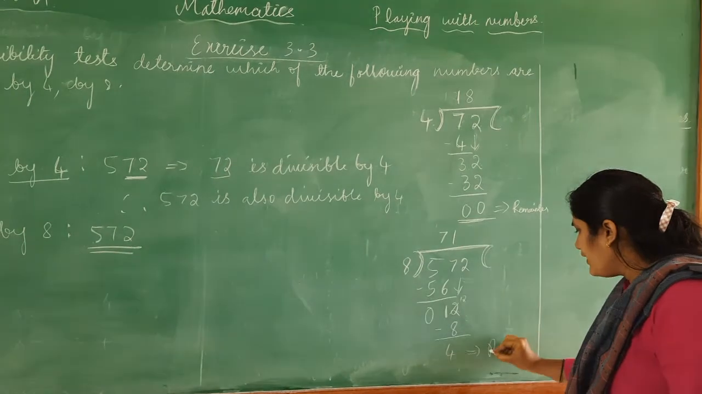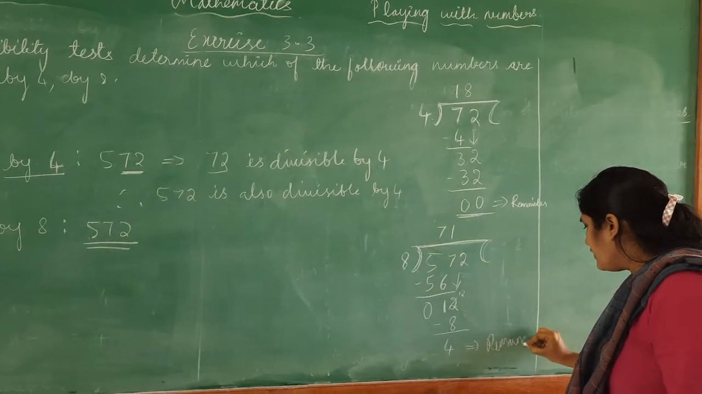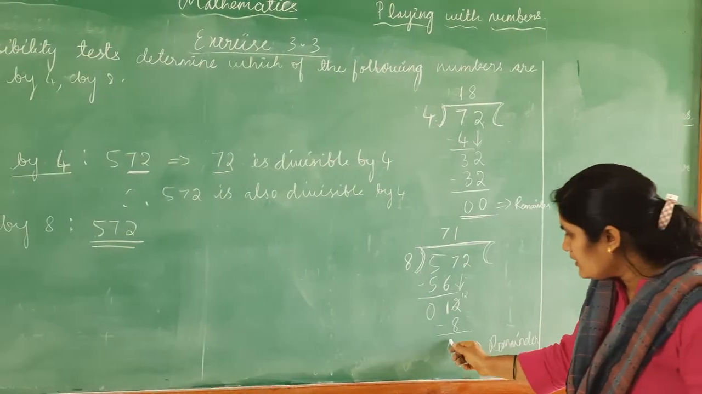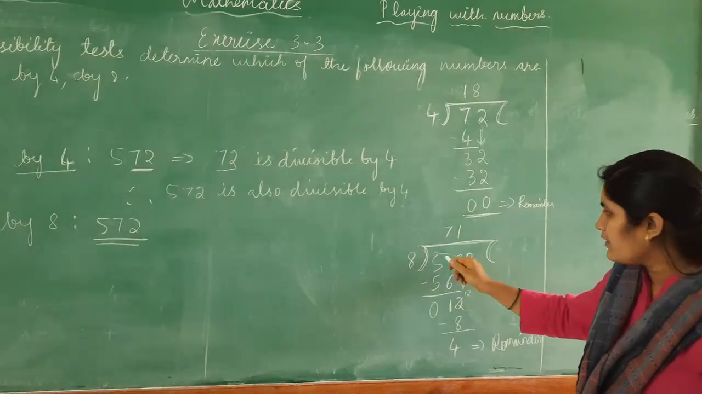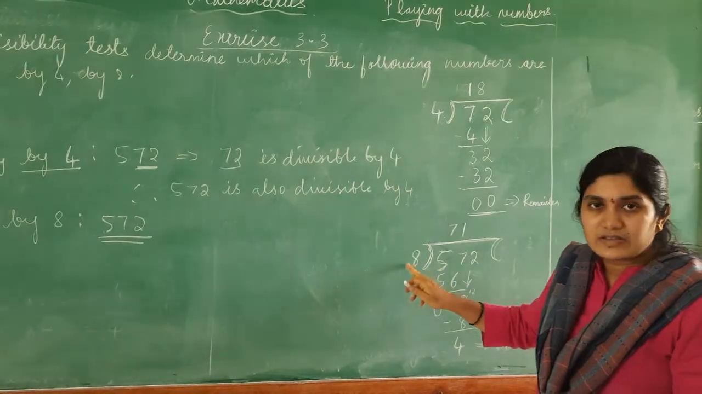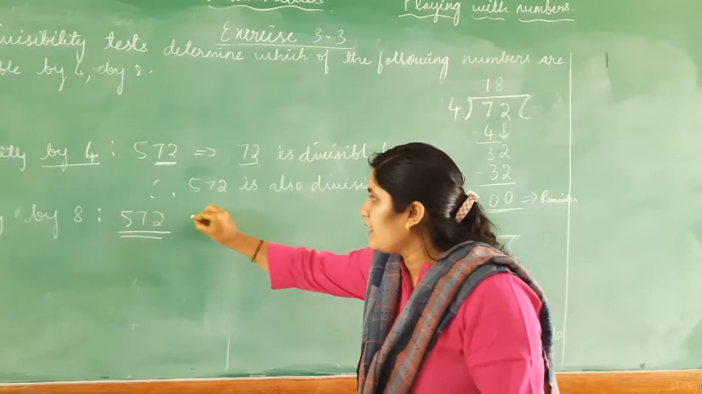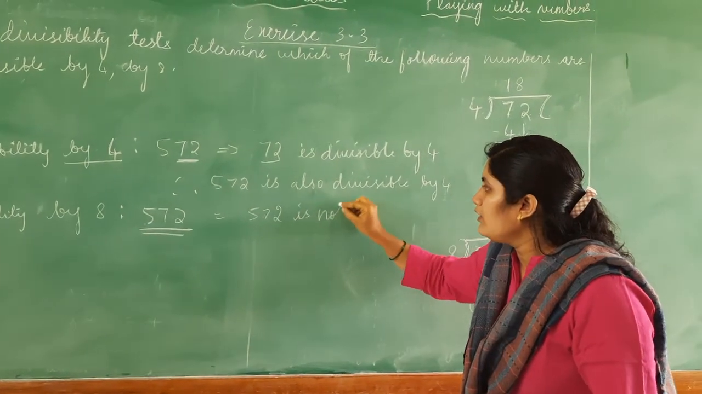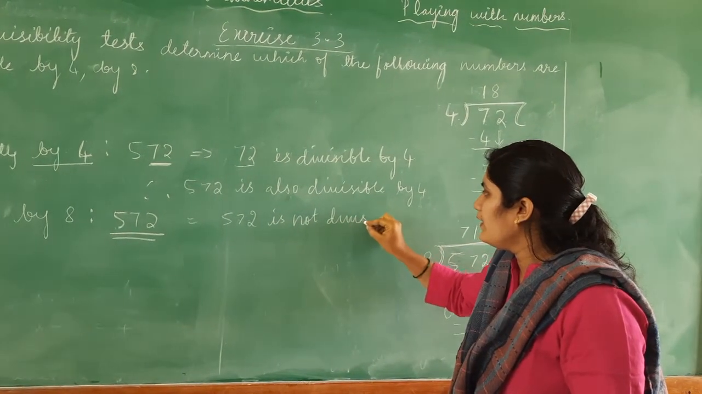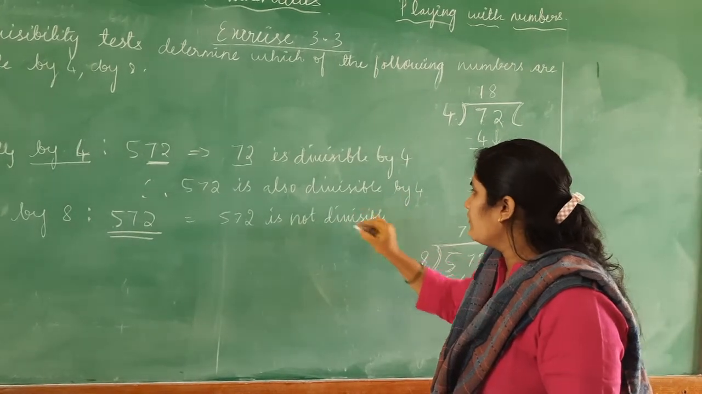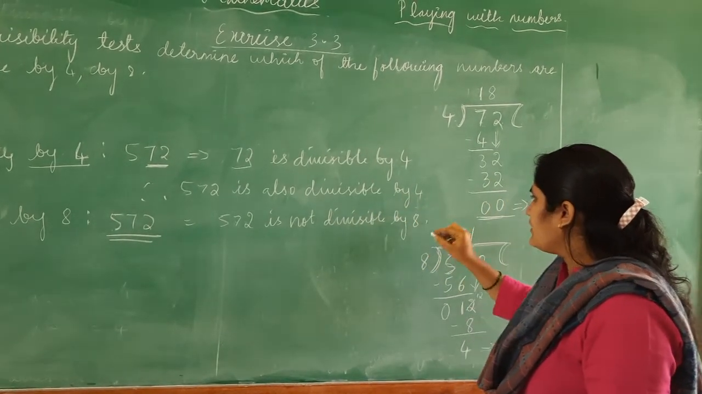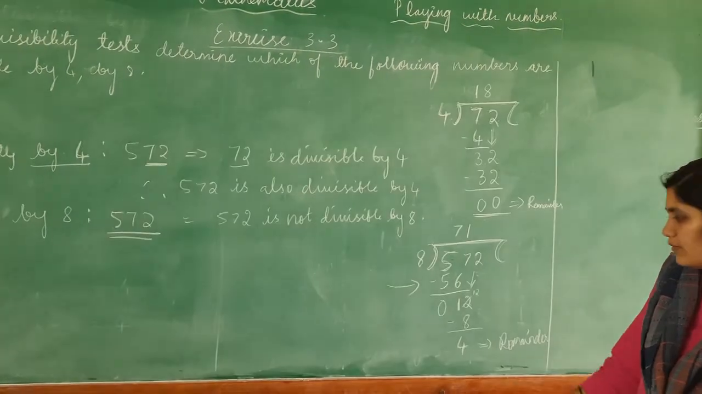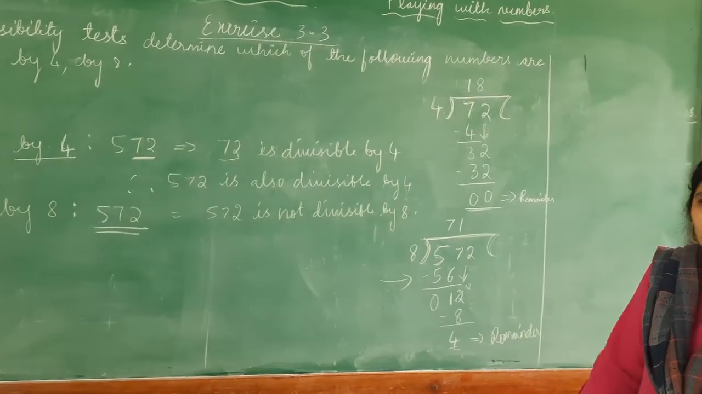This means the remainder is less than the divisor. Further you cannot go for division. That means 572 is not completely divisible by 8. Therefore you can say that 572 is not divisible by 8. As you can see here, it is not completely dividing the given number. We have a remainder left.